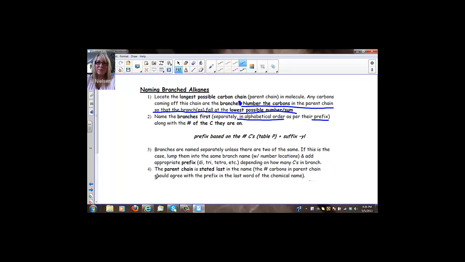And lastly, the parent chain is stated last in the name. The number of carbons in the parent chain should agree with the prefix in the last word of the chemical name.